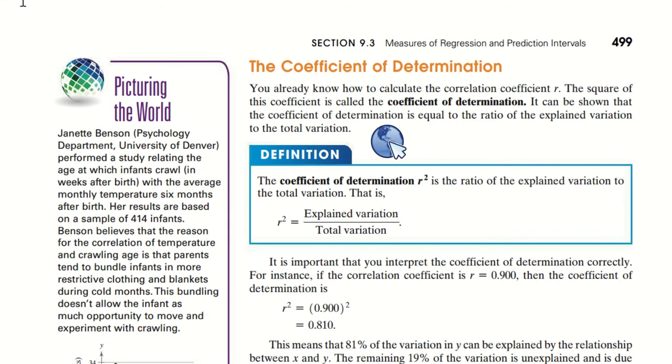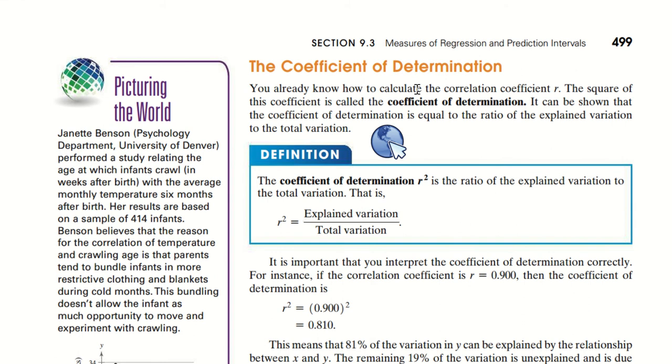In section 9.3, we're going to look at a small subset of this material. In particular, we want to discuss the concept of explained versus unexplained variation in our linear regressions. The first thing we're going to discuss is what's called the coefficient of determination.